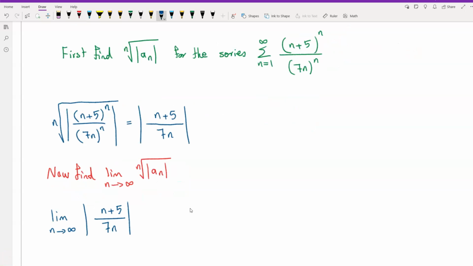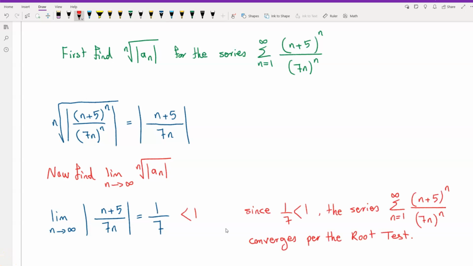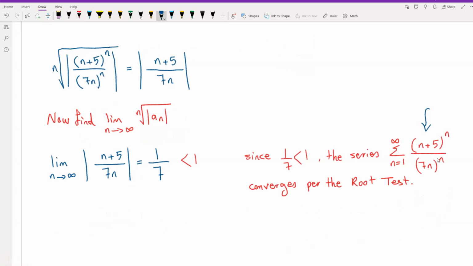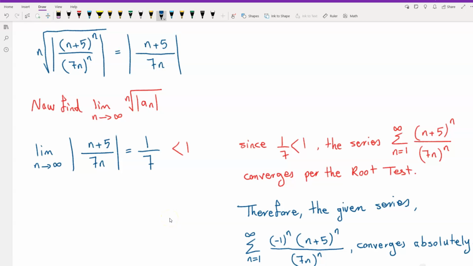Now find the limit of the nth root of the absolute value of a_n as n approaches infinity. So we have the limit of the absolute value of (n+5) divided by 7 times n as n approaches infinity. And this is equal to 1 over 7, and this is less than 1. So 1/7 is less than 1, and using the root test, this means the series converges. So this series converges, therefore the given series converges absolutely.